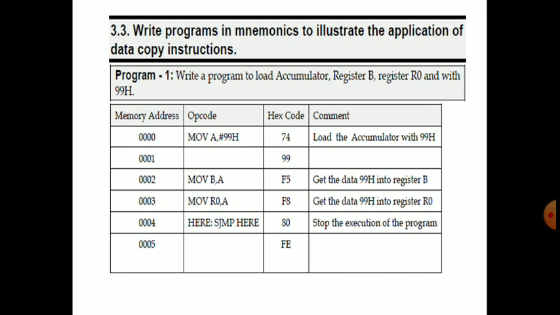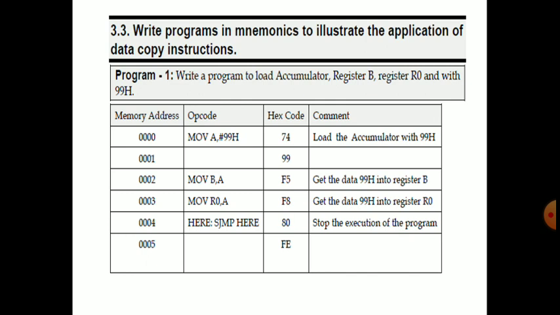Okay, so first, 99H is the data here. In the question, write a program to load the accumulator, register B and register R0 with 99H. So 99H is the data. It has to be stored in these three registers, so I should use move data type of instructions. So MOV A comma hash 99H. Remember, hash is used for the immediate addressing mode. As 99H is the data, it should be directly sent to the accumulator register. So that's why I have written here MOV A comma hash 99H.